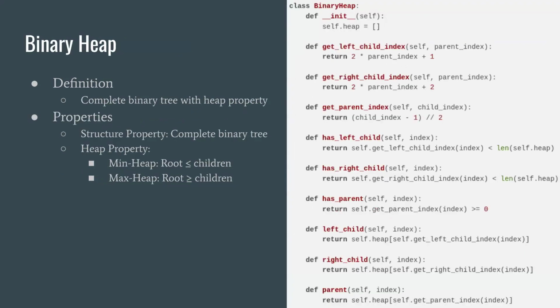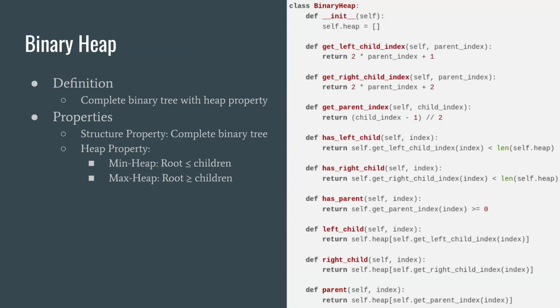Binary heap. So a binary heap is a complete binary tree that satisfies the heap property. This means that all levels of the tree are fully filled except possibly for the last level, which is filled from left to right. The binary heap has two main properties. First one is the structure property. Second one is the heap property.